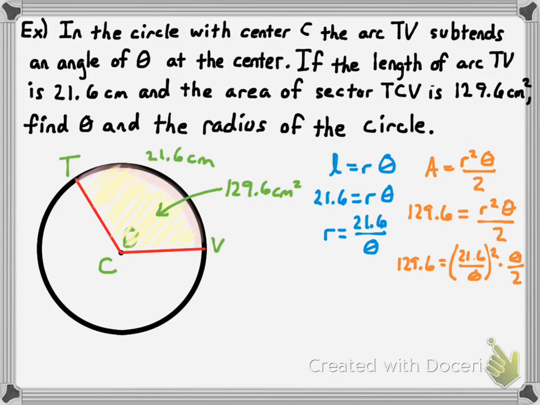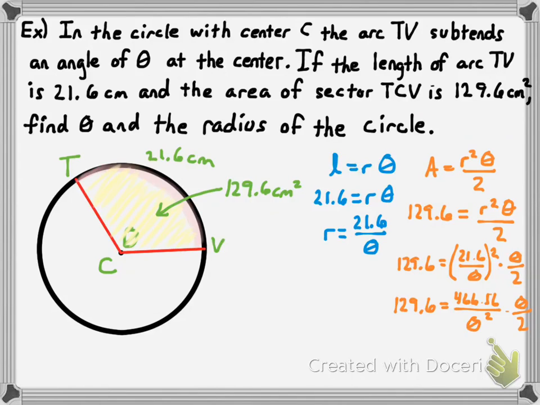All right, well, remember before you try to do any canceling here that you've got to square the radius. All right, it kind of looks like the thetas would cancel, but you got to do this radius squared. So we'll get this to begin. 129.6 equals 466.56 over theta squared times theta over 2.